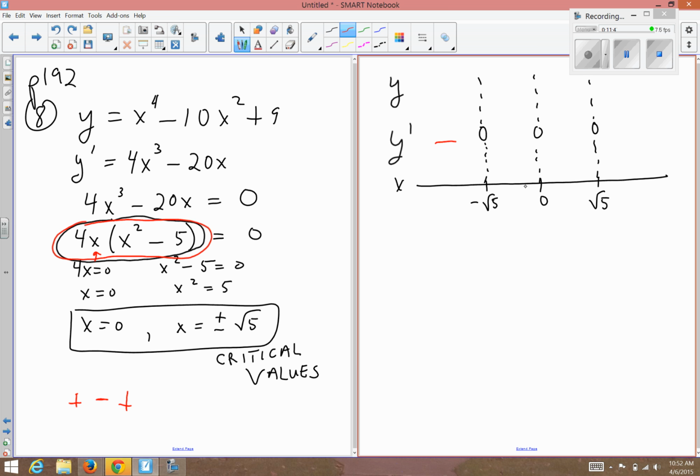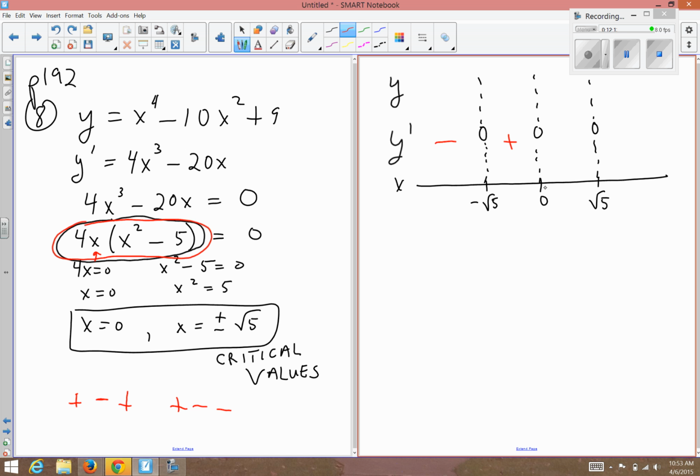Pick a number in this interval between negative radical 5 and 0, like negative 1. Negative 1 squared is 1. And then subtract 5, you get a negative. A negative times a negative times a positive is where the x is. I'm putting negative 1. Multiply these, we get a positive.